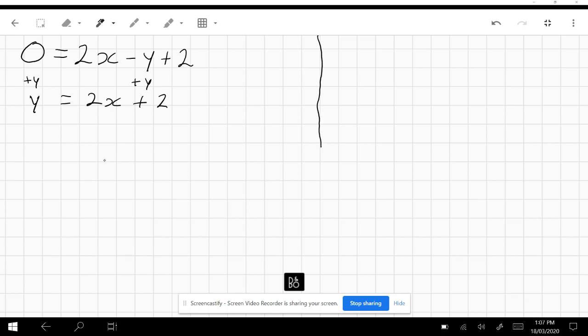So here's a pretty rough looking set of axes here. So +2, I go up 2 and a gradient of 2. So up 2 and across 1, and then I can draw my line through there. Of course you'll use a ruler, but this doesn't always work that way.